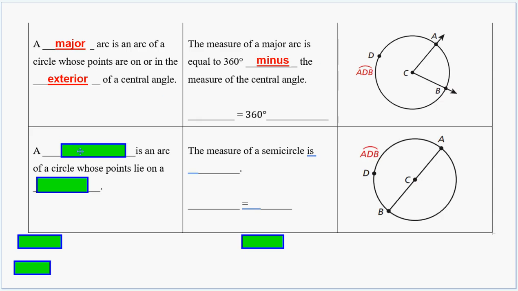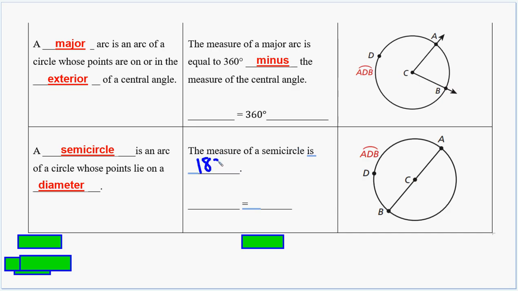Okay, now in the last one here, a semicircle is an arc of a circle whose points lie on the diameter. So the measure of a semicircle, half a circle, is 180 degrees. And if we look at our picture here, we're going to start at A, and we're going to go to D, and then to B. So the measure of arc ADB is also equal to 180 degrees.